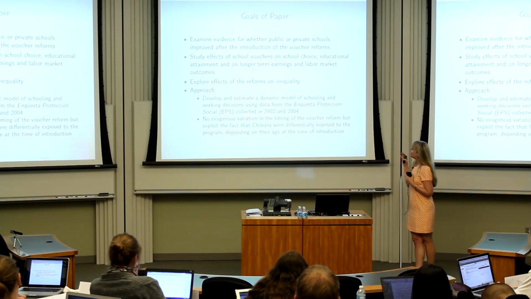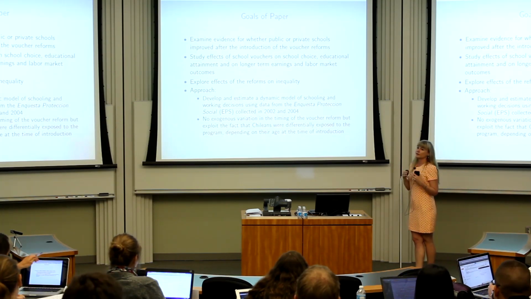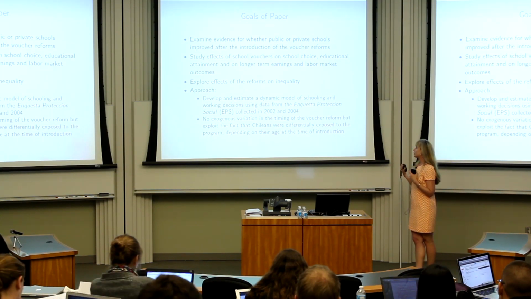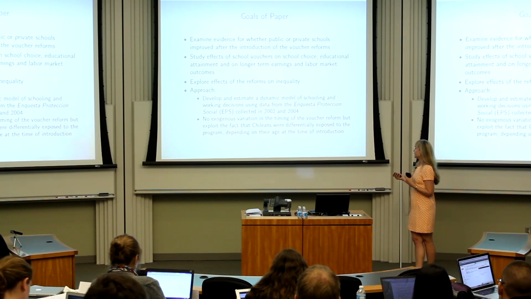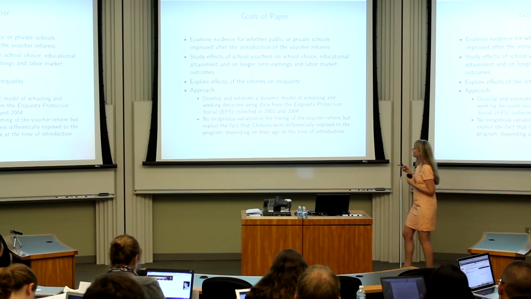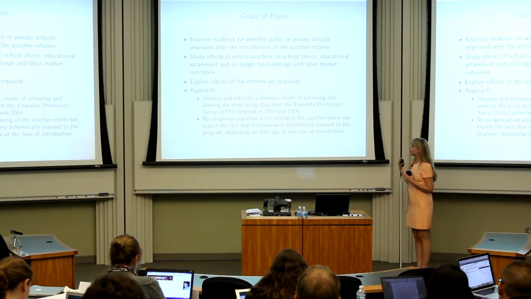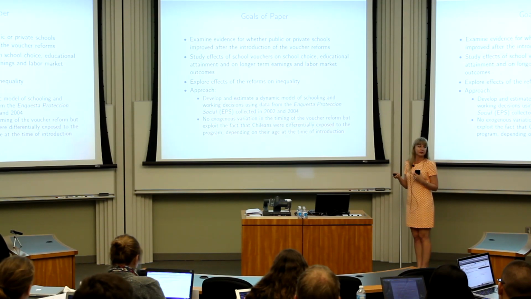There's no variation in the timing of the reform, because the reform came in and everybody was exposed. So there's no group that got treated and didn't; everybody got treated. But we use the fact that people were at different stages in their schooling career when the reform came in. That's the main source of variation that we use.